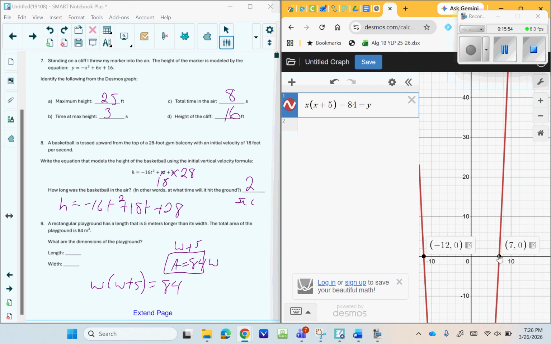So I know that our width is going to be 7 meters. So if our width is 7 meters, then I'm going to plug that 7 in right there, and 7 plus 5 is 12. And so our length is 12 meters.